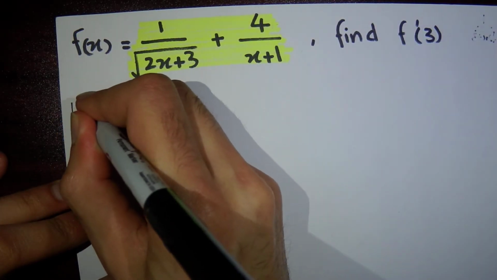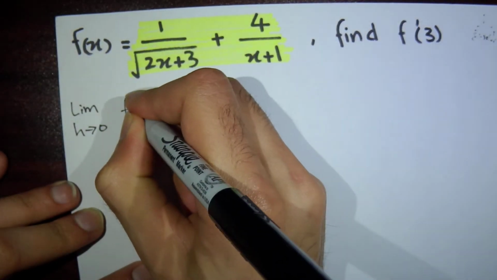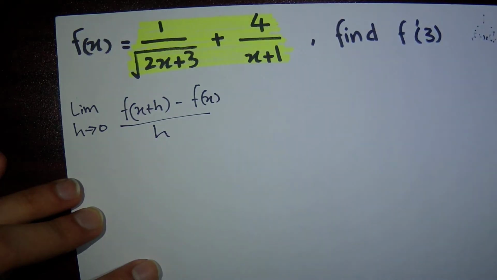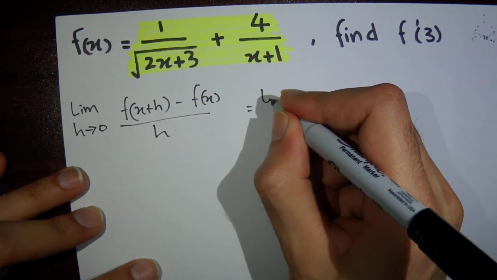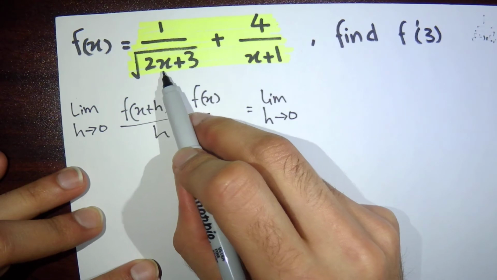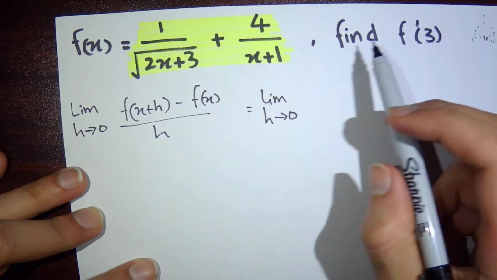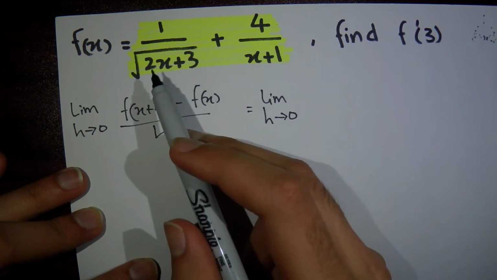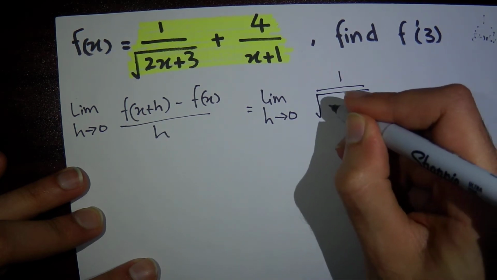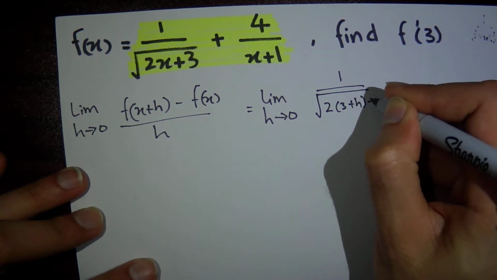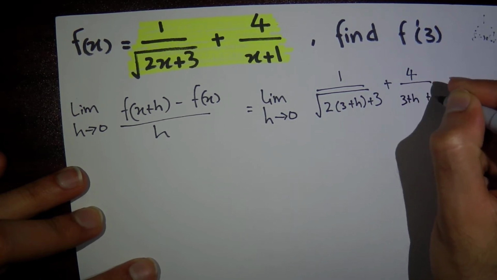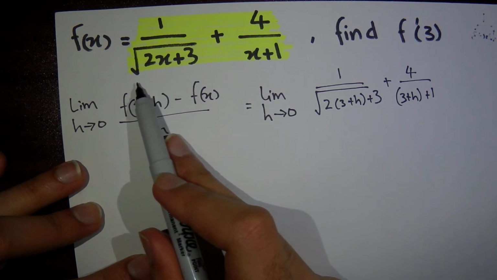Always, again, start off with your formula: limit as h approaches 0 of f of x plus h minus f of x, all of that over h. Now we go on to our plug-ins. Limit as h approaches 0. And wherever we see an x, we're going to put in an x plus h. But recall, we're given a value of x for f prime. So we're going to plug in 3 plus h for every x. That would leave us with 1 over square root of 2 times 3 plus h plus 3, plus 4 over, again, 3 plus h plus 1. Here we've completed this portion of the formula.